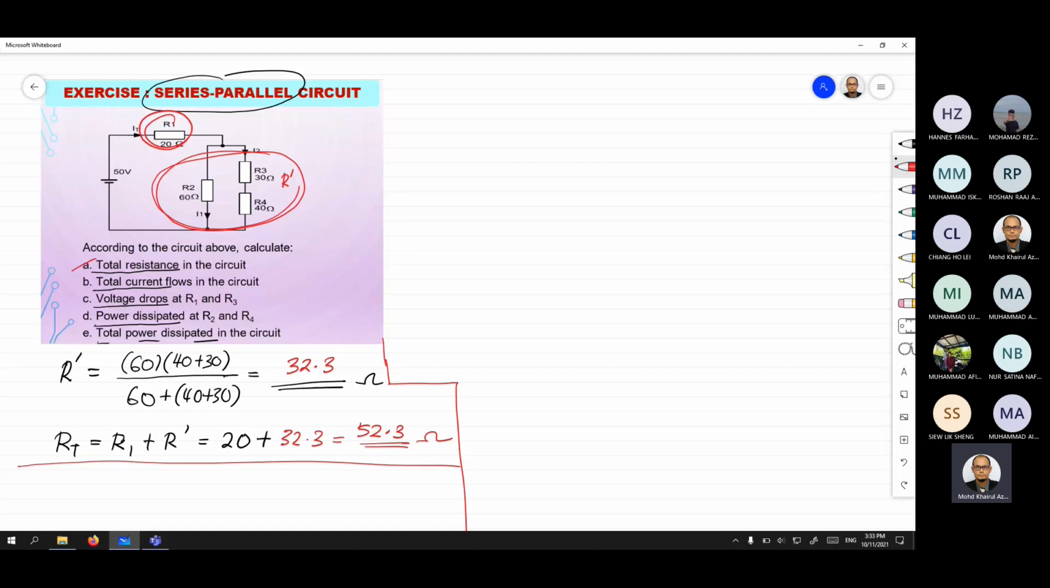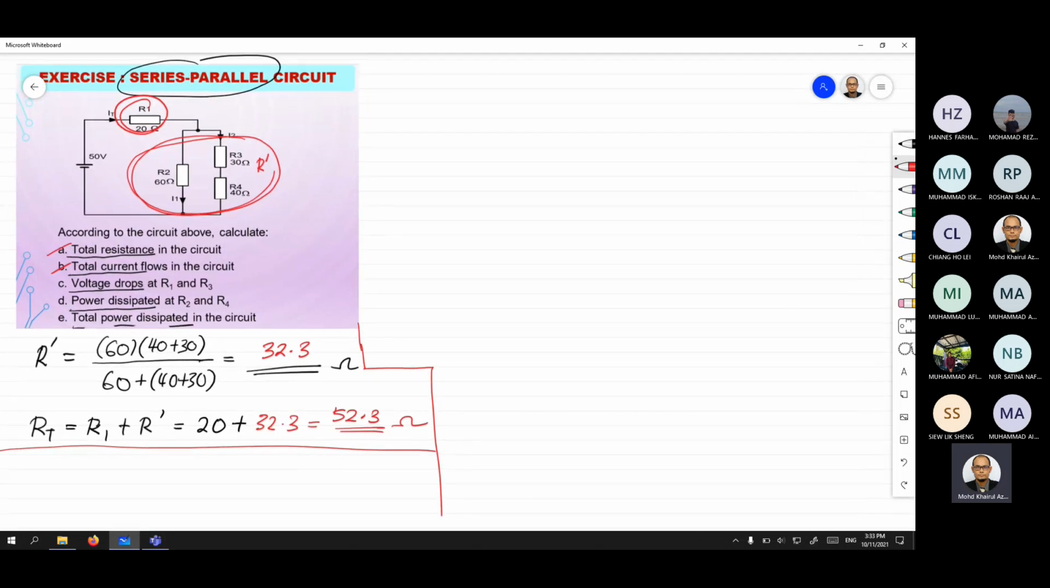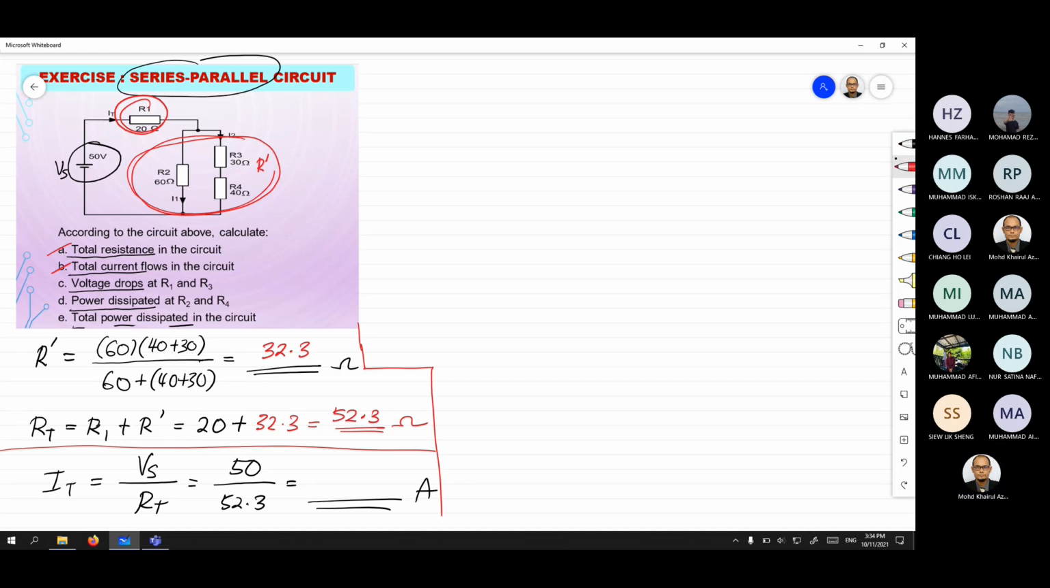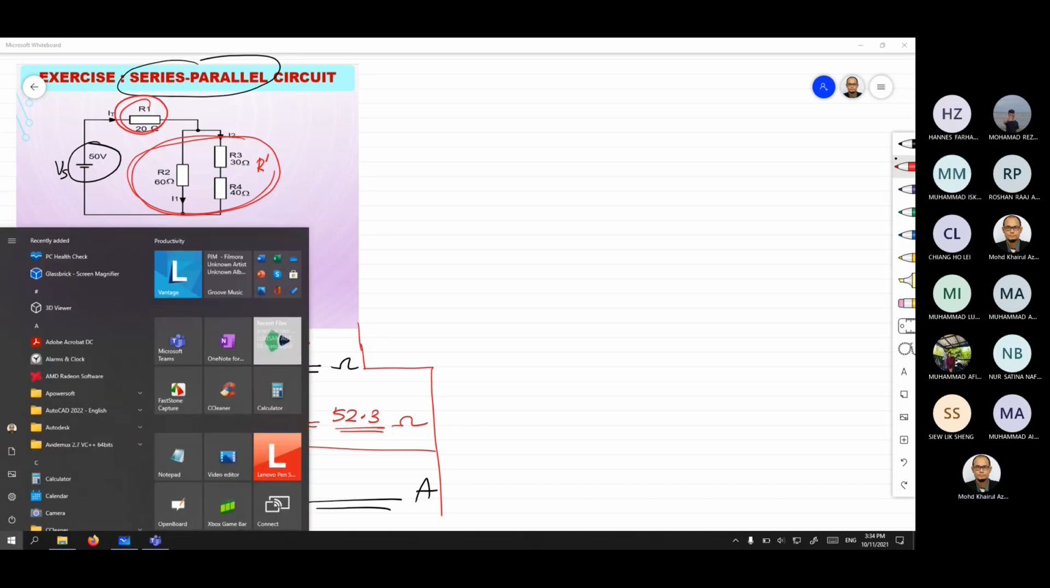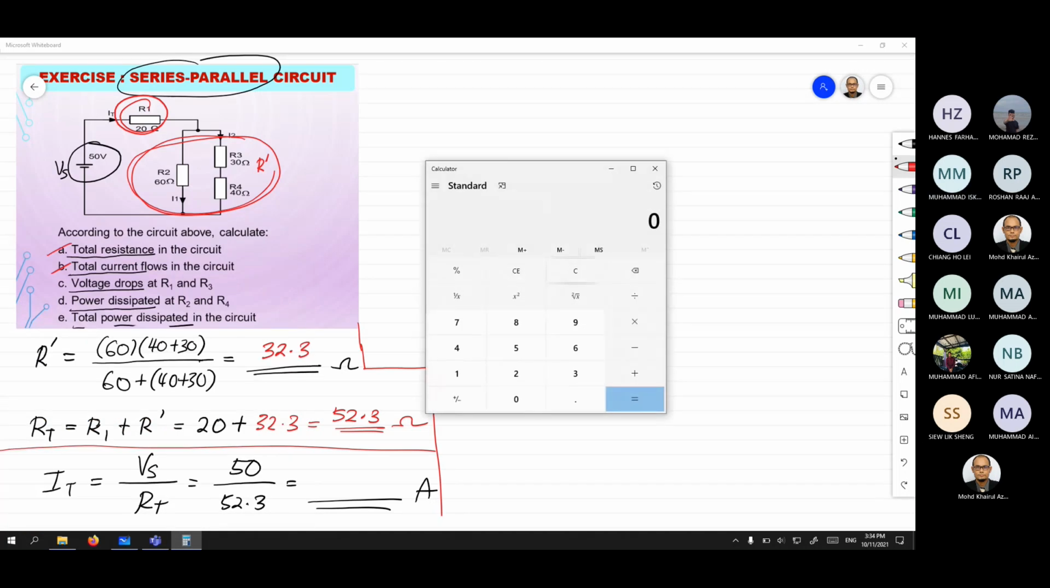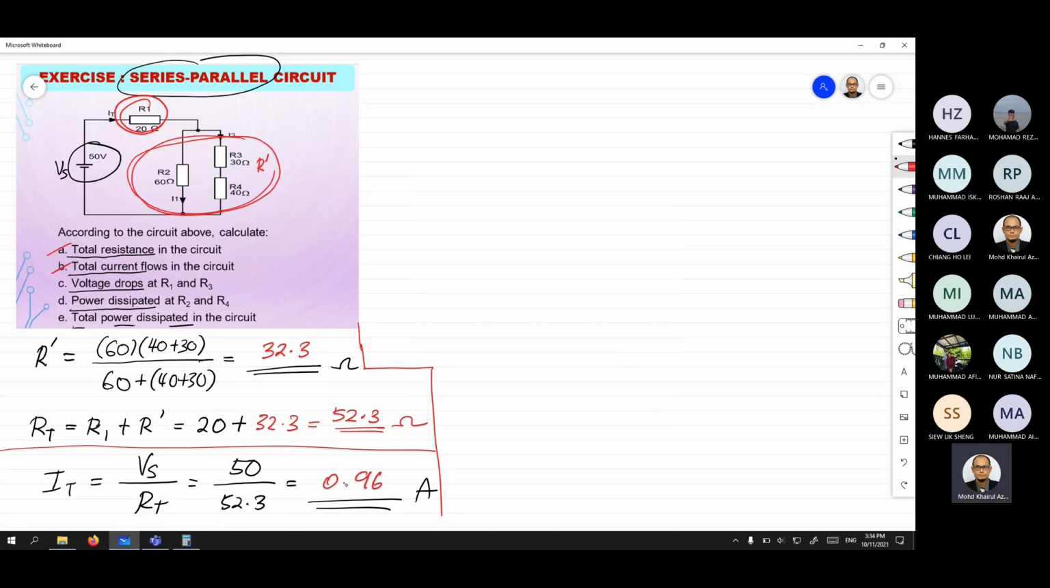And then kita nak mencari nilai total current. The supply is 50. And then your R total is 52.3. So it will give you berapa? Tolong kira. 0.96. Alright.